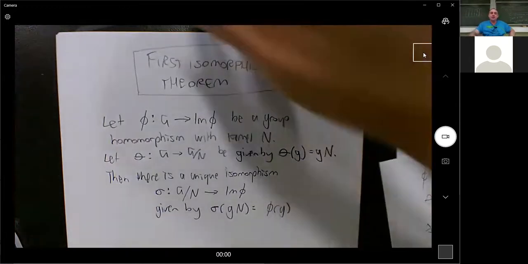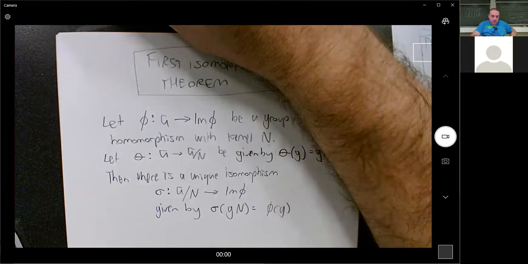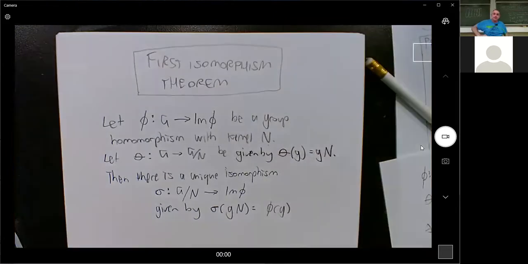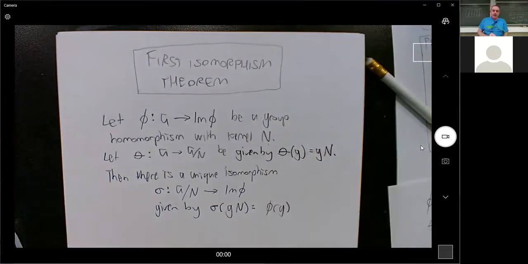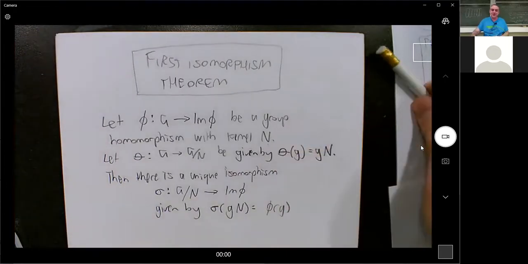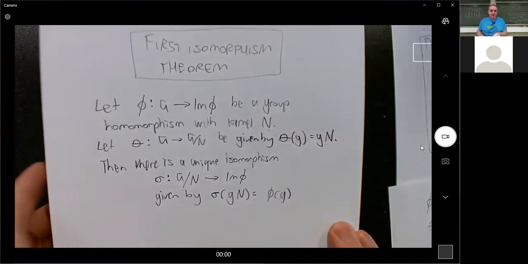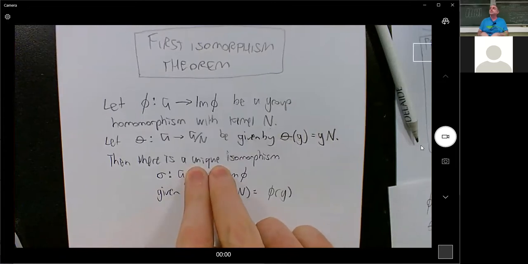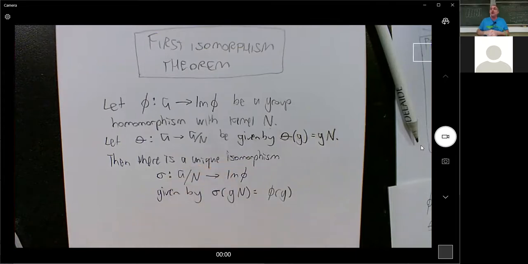And it's a homomorphism, right? Well, what does this mean? That's the big question. So just pulling apart some words. The first thing I notice about this text is the word unique, meaning that there is exactly one isomorphism between the factor group G on N and the image of phi.